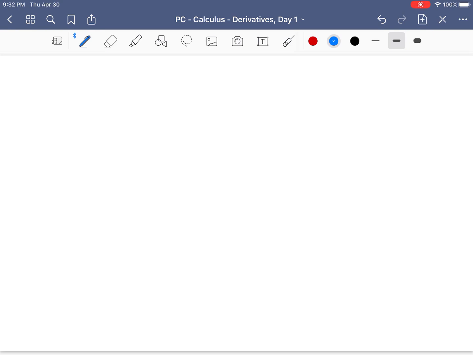So our title here, we're doing our intro to calculus. We are on derivatives, day one. Okay, all right. So today we're just trying to get a sense of what a derivative function is, like what it looks like. So first of all, for the derivative, let's talk about the notation.